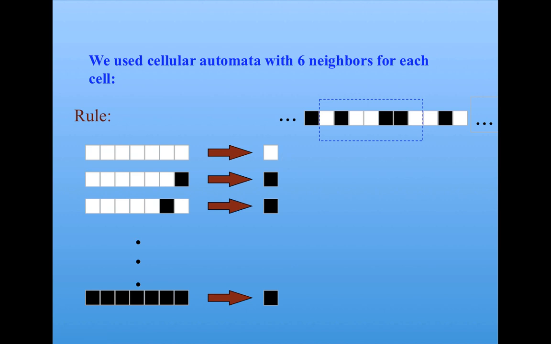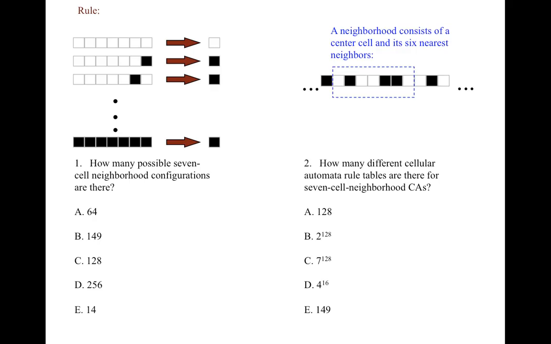A quick quiz. Our quiz has 2 questions. They're both counting questions, and I hope you're kind of getting used to these. The first question is, for a cellular automata like this with a 7-cell neighborhood, how many possible neighborhood configurations are there? And the second question is, how many different cellular automata rule tables are there for 7-cell neighborhood cellular automata?